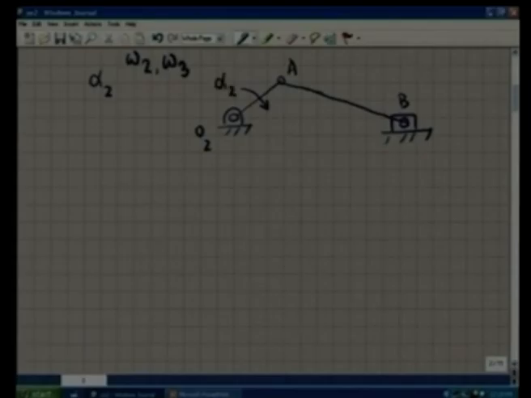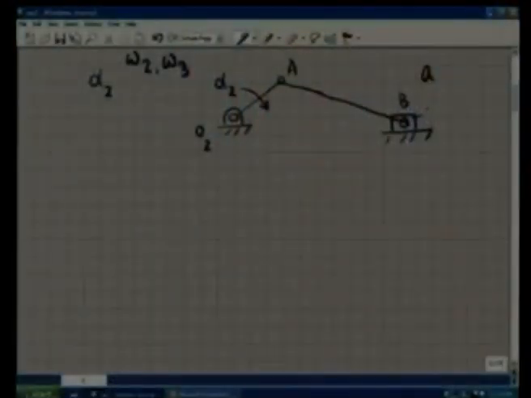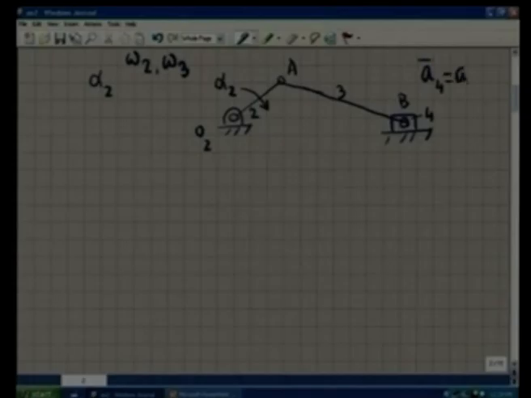The question is, what will be the acceleration of this slider 4, or the acceleration of the point B? Given alpha 2, I have to find what is the acceleration of the point B. Now we draw what we call an acceleration diagram.